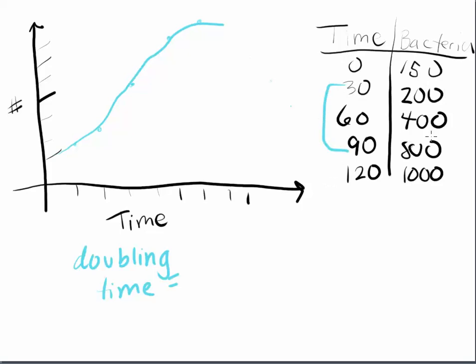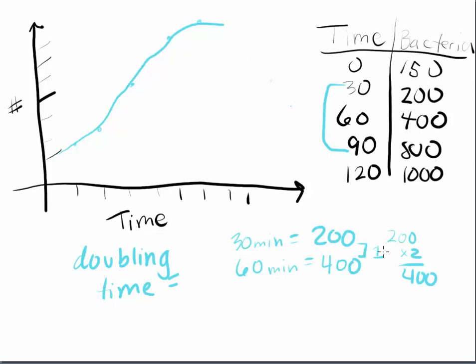Okay, so you take 2 points that you like. It doesn't matter if you take the first and the last or the middle ones. You'll all get the same data. We'll just say 30 minutes and 60 minutes. At time 30 minutes, you had 200. At time 60 minutes, you had 400. How many times did this double? Well, 200 times 2 is 400, right? So if every one of those cells doubled themselves, you'd have 400. So that was one doubling event.